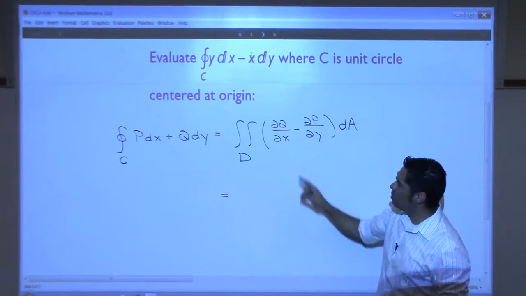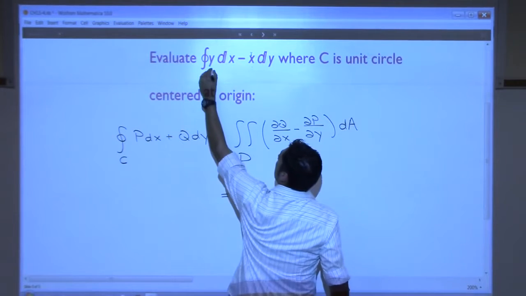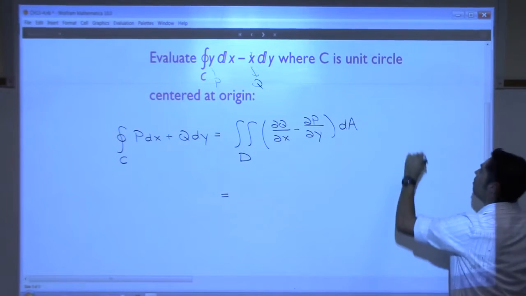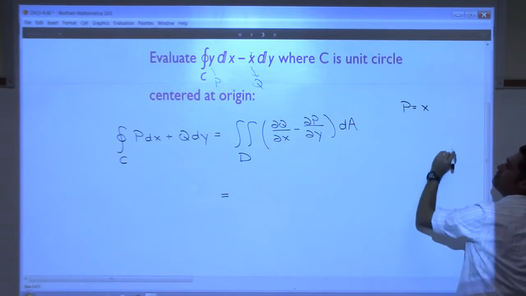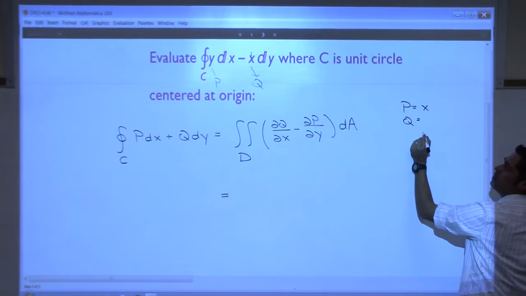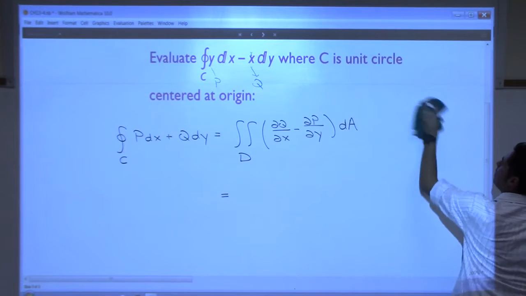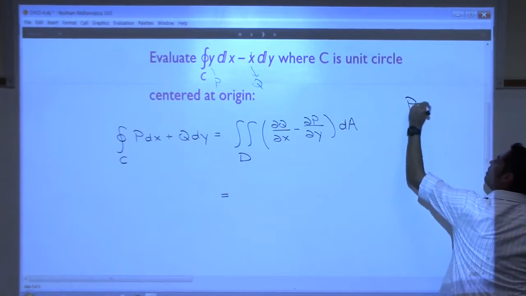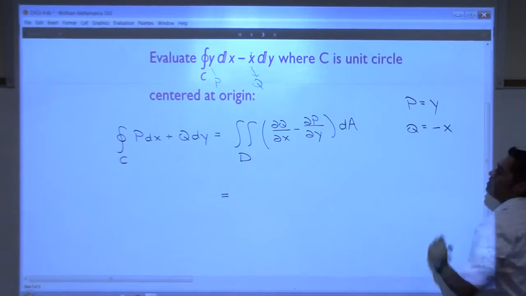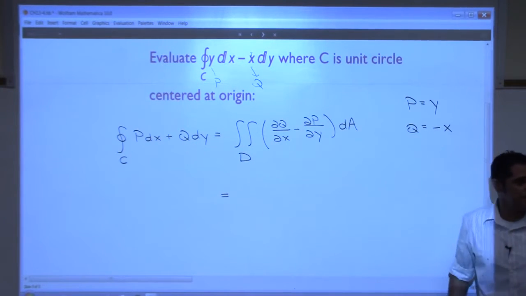But let's just look at this partial real quick. What is P for us? Isn't this P and this is Q? So P is X, isn't it? And Q is what? I'm sorry, why did I do that? P is Y. And Q is what? Negative X. Be careful, because in the formula, it's plus Q. So you'd have to change that to plus minus X.